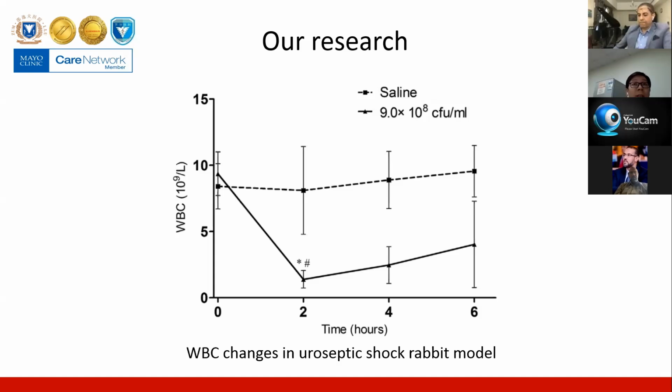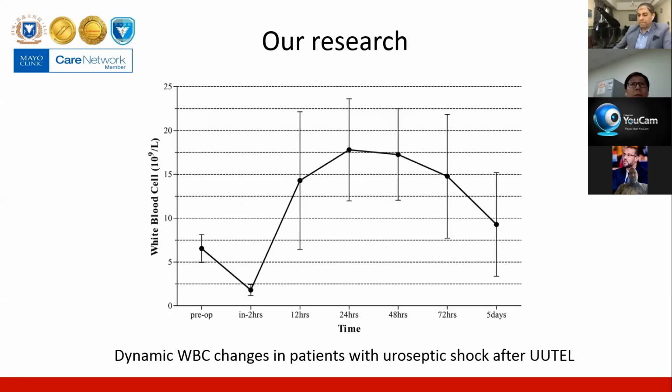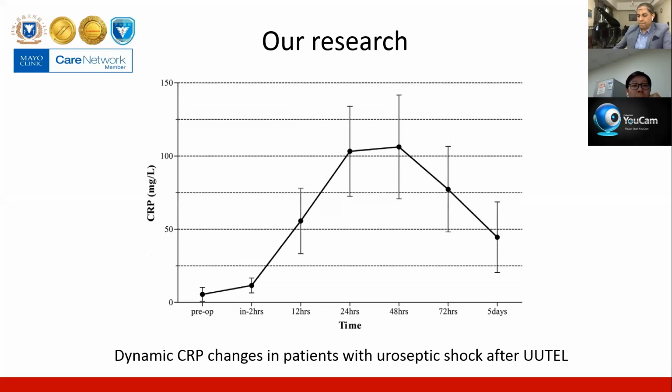And in our multicenter research, we included 12,500 patients who underwent upper urinary tract endoscopic lithotripsy, and 52 of them had postoperative urosepetic shock. We found that in 48 patients with urosepetic shock, the mean white blood cell within 2 hours postoperative was 1.8. This was statistically significant compared to preoperative. But the CRP value showed no significant change 2 hours postoperative, though it had increased significantly by 12 hours after the surgery.